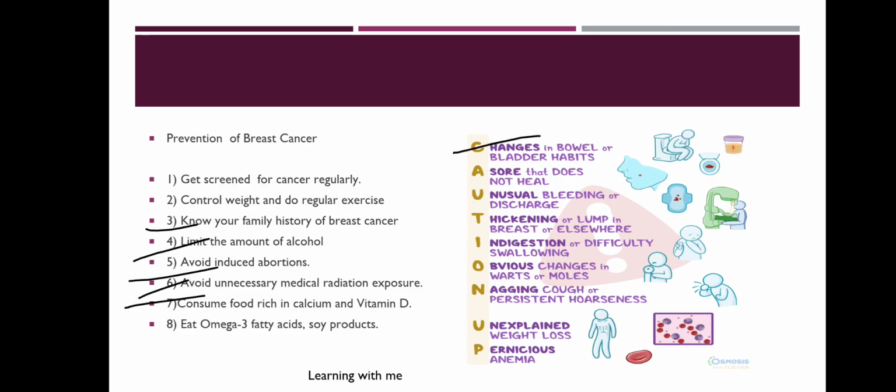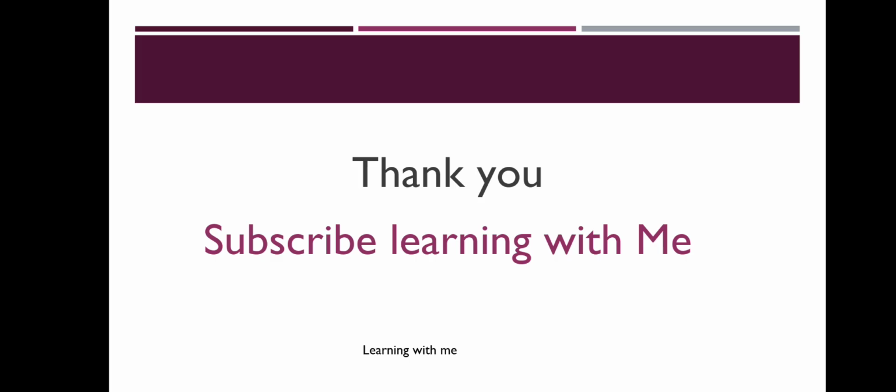Warning signs of cancer, CAUTION UPSET: C, change in bowel or bladder habit. A, a sore that does not heal. U, unusual bleeding or discharge. T, thickening or lump in breast or elsewhere. I, indigestion or difficulty swallowing. O, obvious change in warts or moles. N, nagging cough or persistent hoarseness. U, unexplained weight loss. P, pernicious anemia.